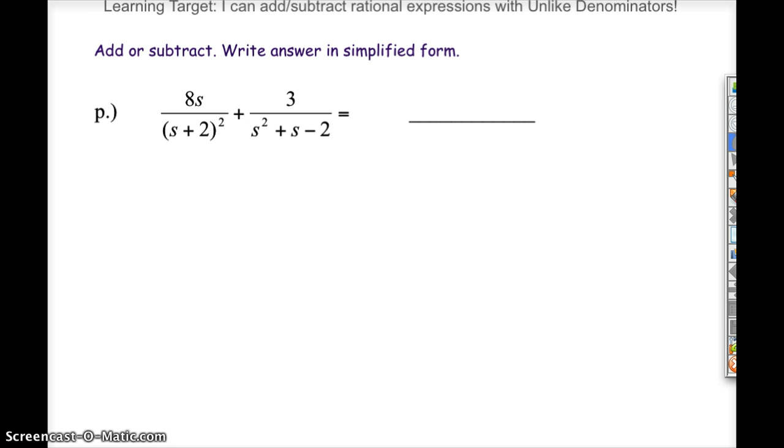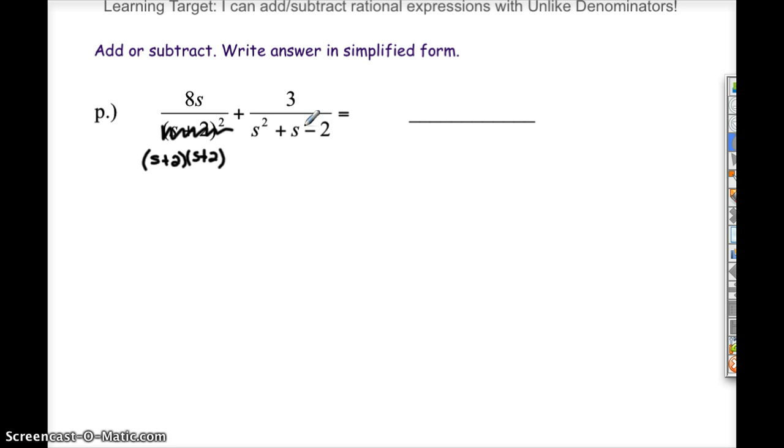Got one more to show you. What's up with this guy? Okay. So remember, to square it just means that there's 2 of them. I think I'll write them out just for the sake of space. So that's what that means.